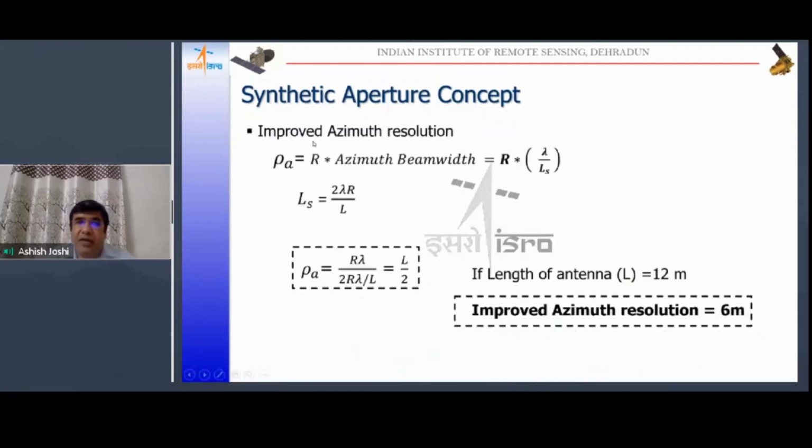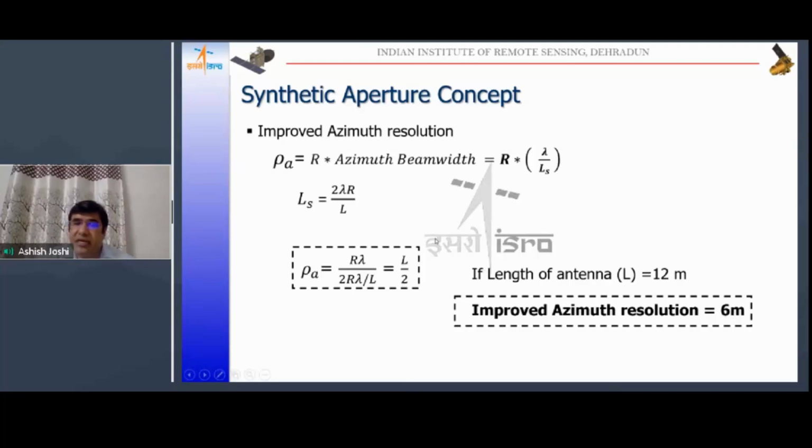So how much is the improved azimuth resolution now? The same formula, lambda R by Ls, we substitute Ls as the synthetic length, which is given by 2 lambda R by L. Then, with the antenna length of 12 meters, the azimuth resolution is given by L by 2. So if the SAR antenna is of length L, the azimuth resolution is L by 2. The antenna length is 12, so the improved azimuth resolution is 6 meters.